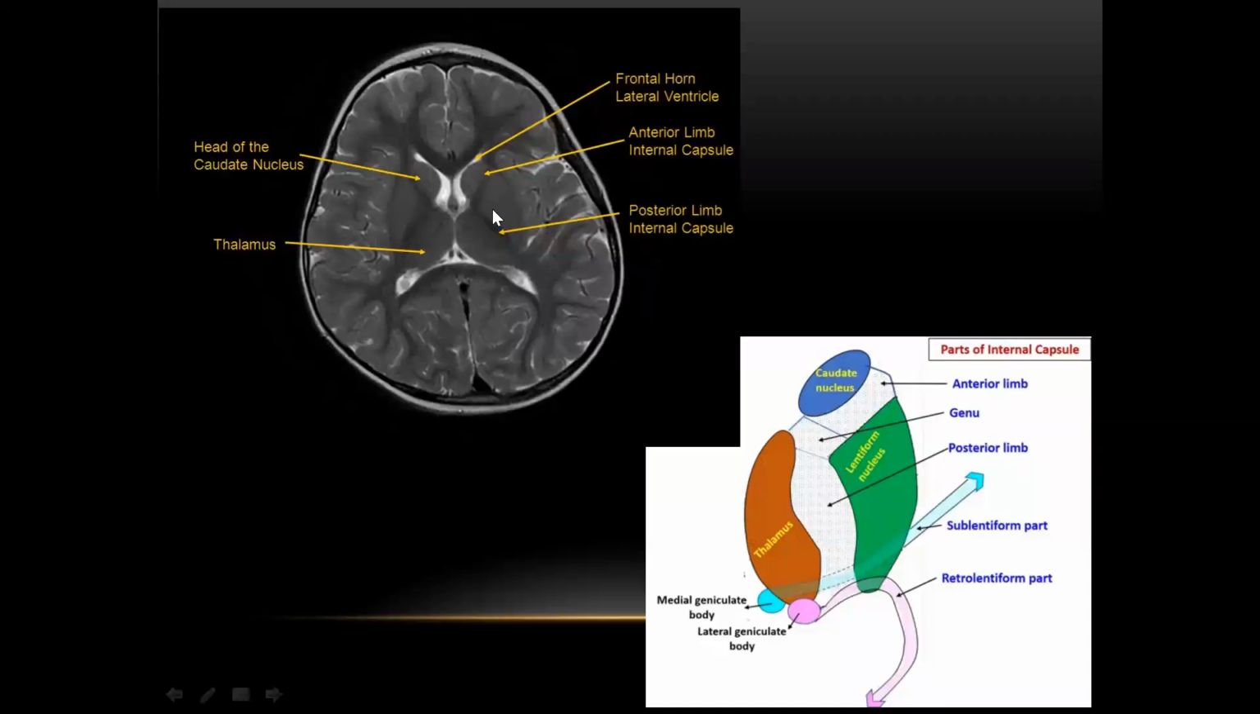This is an axial T2 MRI. The white matter is dark because in T2, water is brighter than fat, and because the white matter is fat, it appears darker. Here is the anterior limb of the internal capsule. Here is the genu and the posterior limb. This is a diagrammatic view showing the caudate nucleus, the lentiform nucleus, between them the anterior limb, the genu, and between the thalamus and lentiform nucleus the posterior limb.